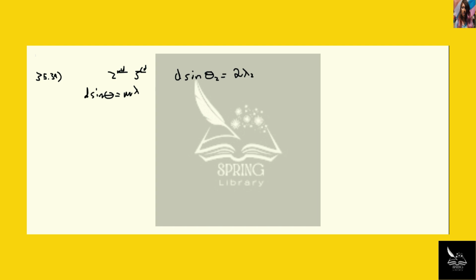This is the max wavelength for the second order, and we can divide this equation by the one for the third order, which equals 3 lambda 3. So we should see immediately that these d's are going to cancel out.